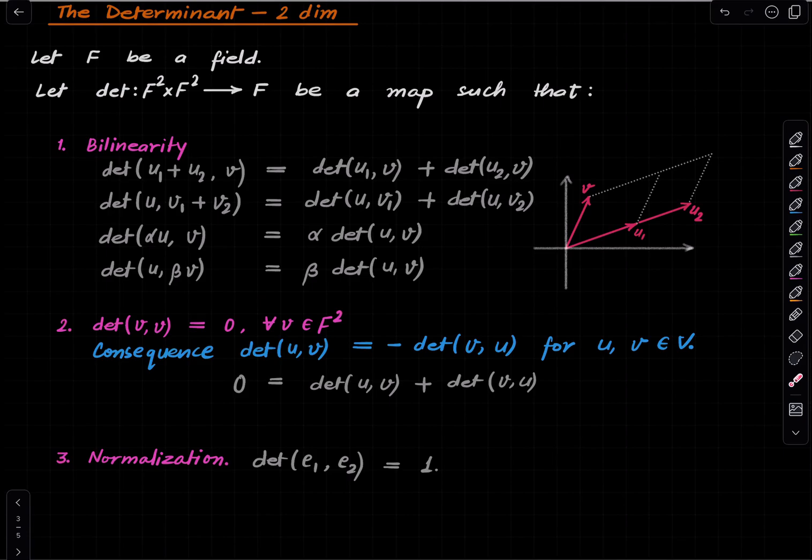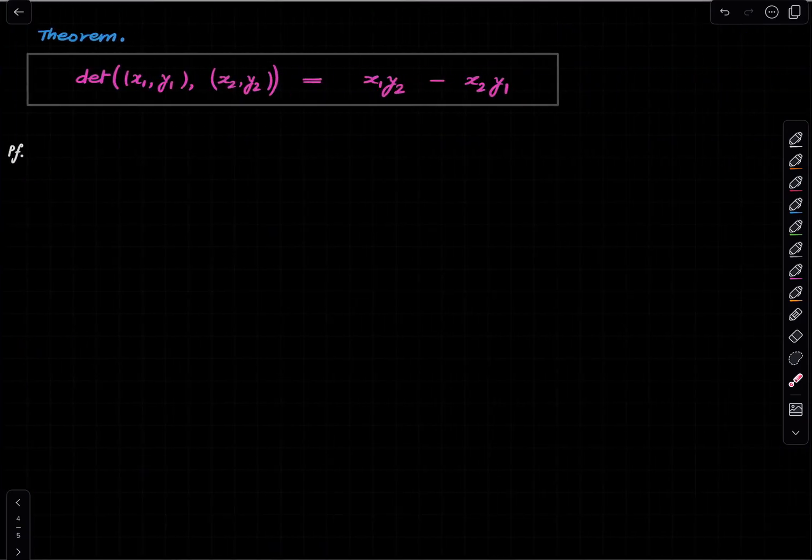All right. But then the question arises, how many such functions are there? And you may have guessed the answer is only one. And that is the next theorem, if you will. We are saying that the determinant of this vector comma that vector is exactly what we saw in R2, the signed area. The same formula holds even for a general field. And this will be a consequence of the three axioms that we just wrote down. So let's quickly prove this, and that will be the end of this lecture.